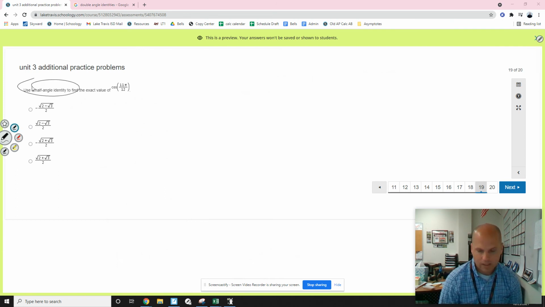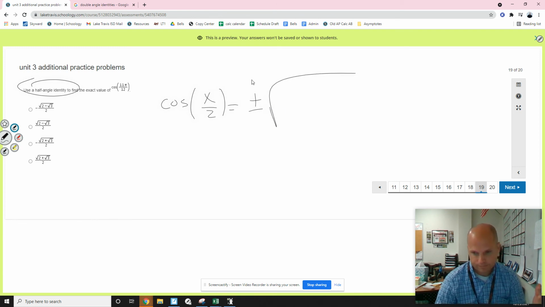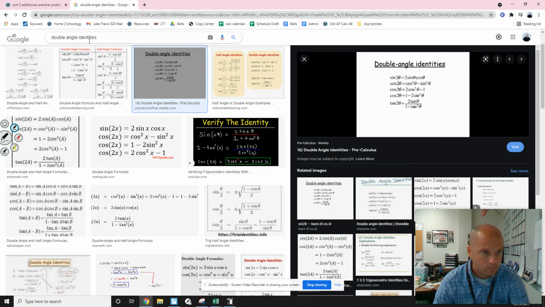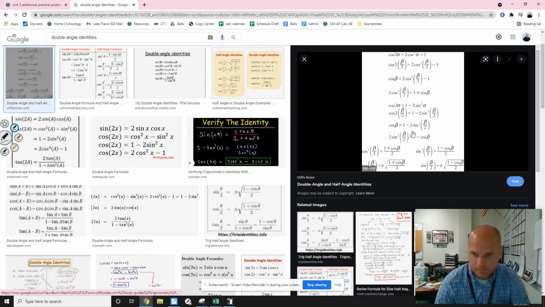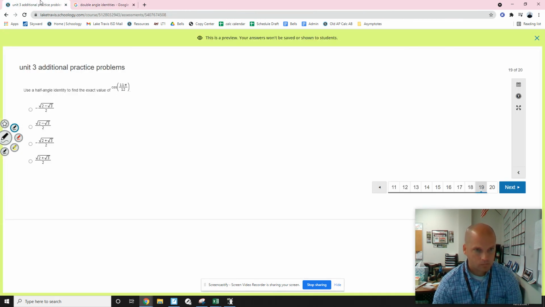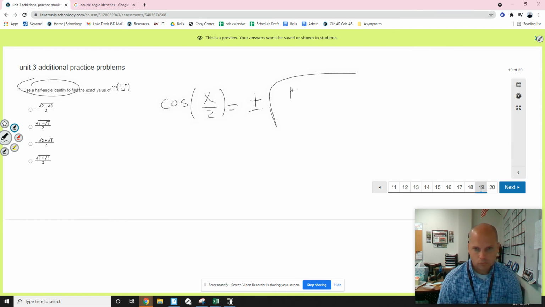Use the half angle identity. All right, so cosine of some angle over 2 equals plus or minus the square root of, it ends up coming from the cos 2 angle. Here, it's in here. There you go. Plus or minus 1 plus cos angle over 2. You'll be given this.